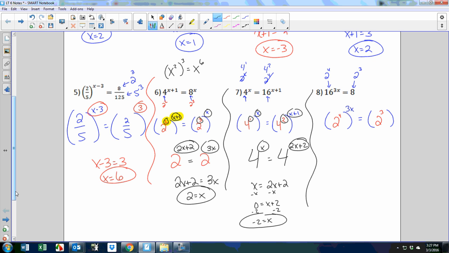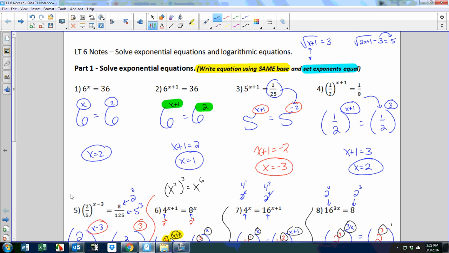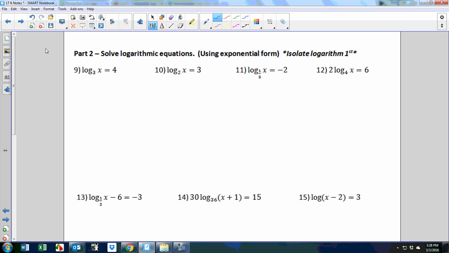Number 8, power to a power. So 2 to the 12x equals power to the power 1, so 2 cubed. Bases are the same, so set your exponents equal. 12x equals 3, divide by 12, and x is 3 divided by 12, also known as 1/4. So that is part 1, and I'll go ahead and break this video up into 2. That is part 1 of the notes, solving exponential equations. Part 2 of the video will be solving logarithmic equations. So, second video to come.